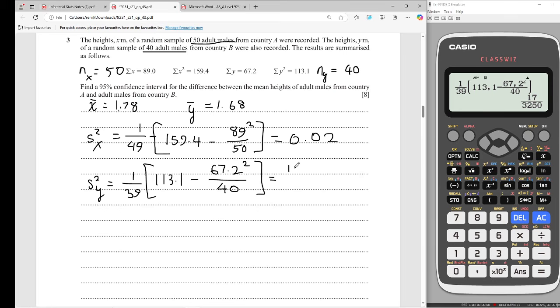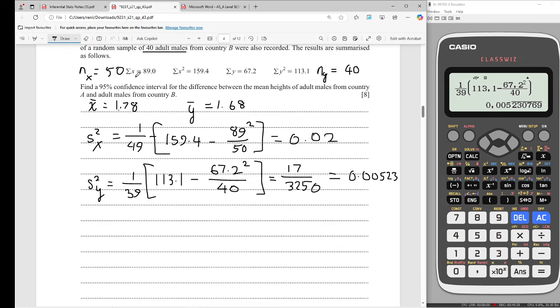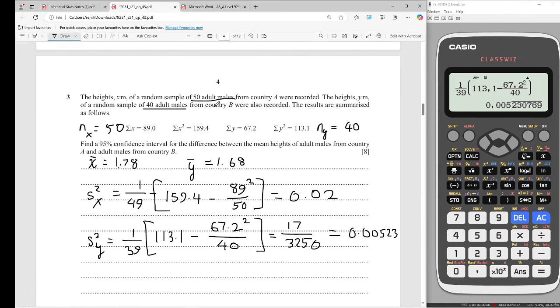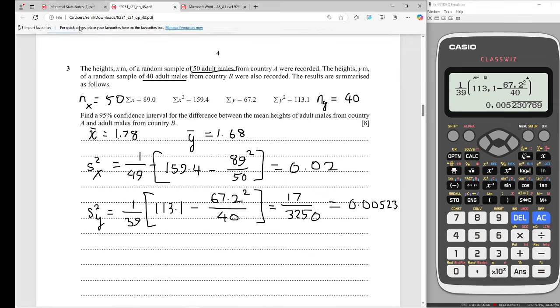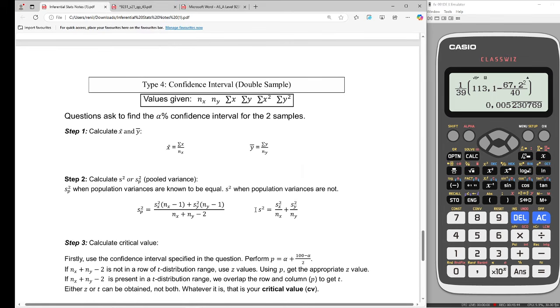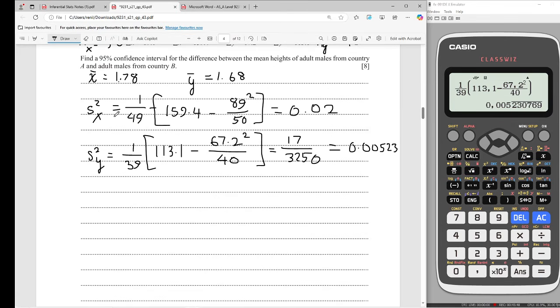Okay, fine. So we have 173250, and that's the same as your decimal value, which is 0.050523. Let's just put 523. Okay, now do we calculate S2 or S2P? Nowhere does it mention that the population variances are equal, so we don't use S2 of P, we use just the S2 formula, which is a rather simpler formula as I'd stated. So yeah, let's do the S2 formula.